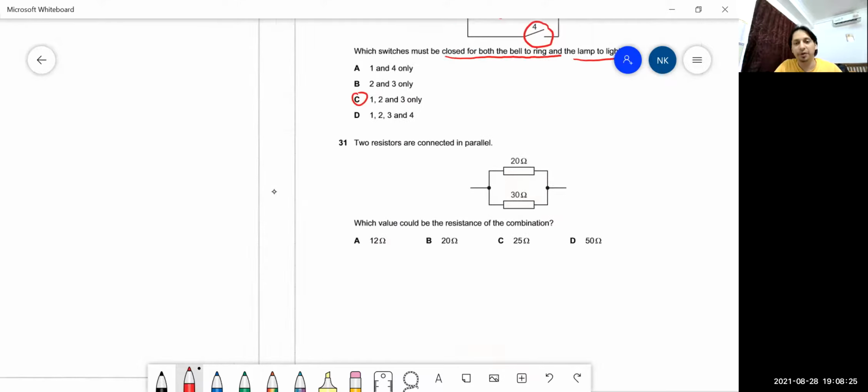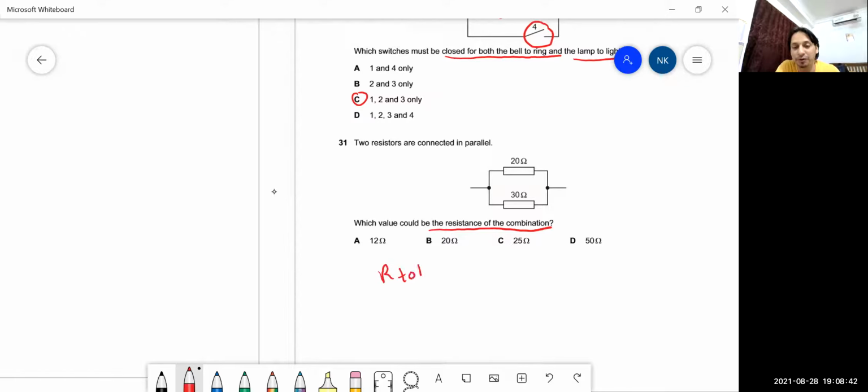Question number 31. Two resistors are in parallel. Yeah, I can see both are in parallel. Which value could be the resistance of the combination? Which could be the resistance of the combination? It means you need to find the total resistance.